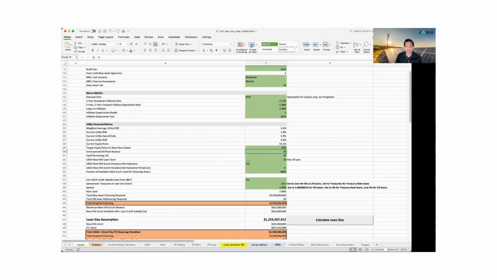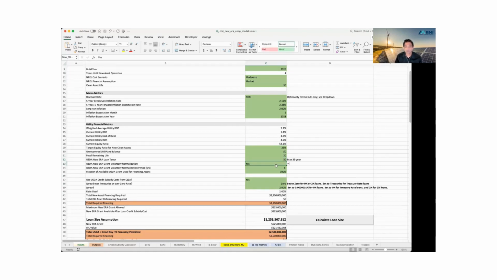Next, we do incorporate the possibility, we've mentioned stranded assets as another challenge, of using the New Era program to refinance the unrecovered costs associated with an older asset that you might want to replace or factor down. It allows you to incorporate that unrecovered balance and any remaining life of that asset into the lending. You're able to set the tenor of the loan. We've assumed 30 years, but the maximum is 35 years under statute for USDA.